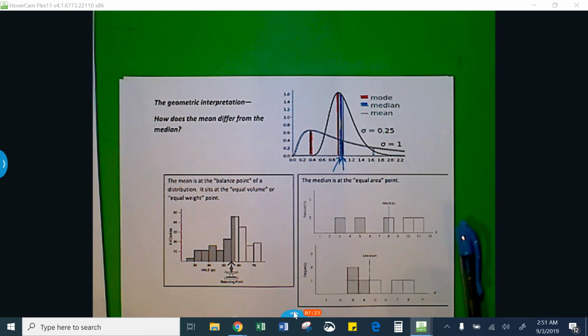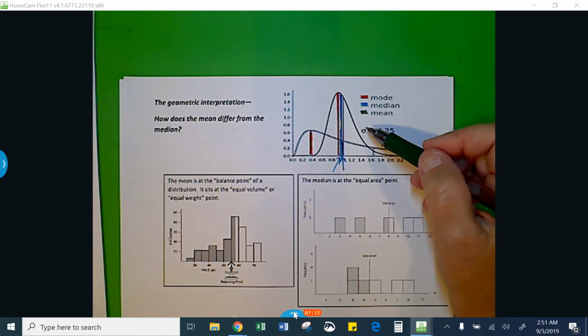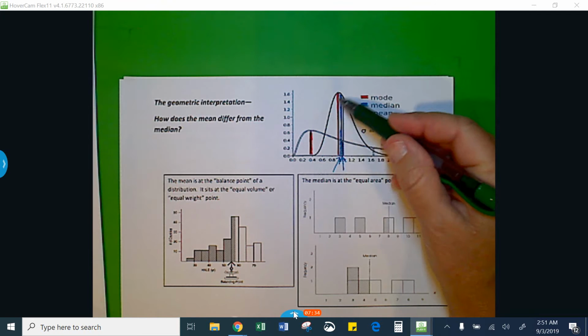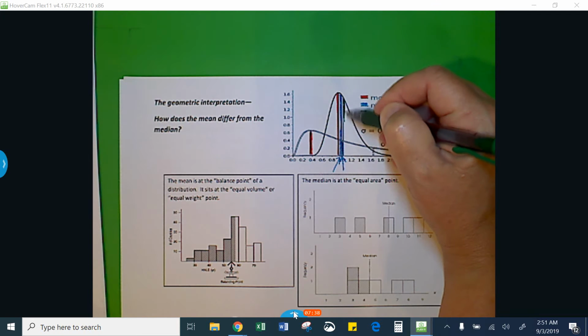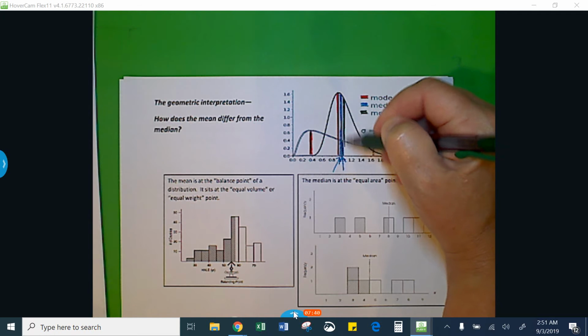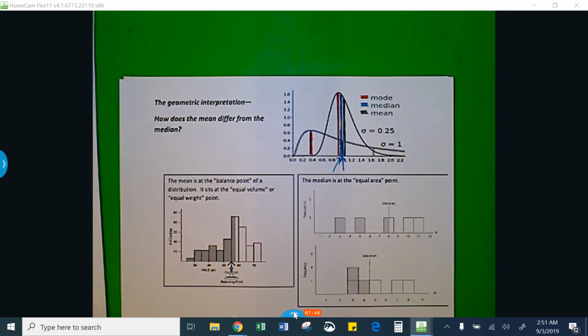Okay? The mean is the interesting piece of this. So the mean, well, I'm going to do it in green. The mean of this almost symmetric distribution is pretty close to the median. It's just a little to the right of the median, and that's because the distribution is a little bit heavier on the right-hand side than it is on the left.